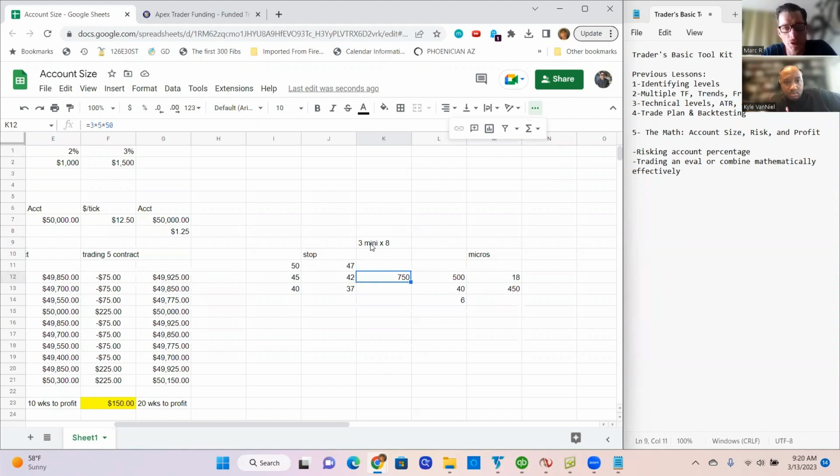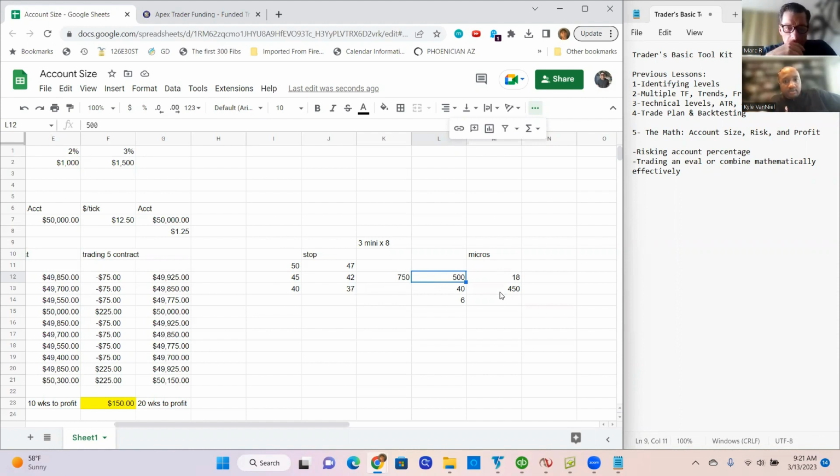But you don't want to risk 750 on a trade. You want to risk 500. Well, the only way for you to risk 500 on this trade is to jump into the micros and reduce your exposure by, instead of taking 1 mini at each of these entries, you take 6 micros at each of these entries. And those 6 micros will total a risk of $450.